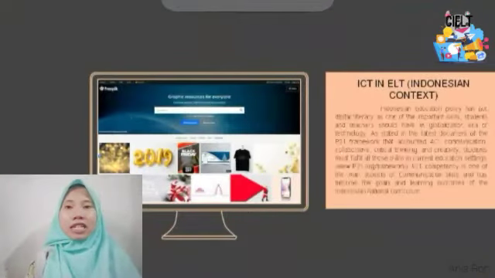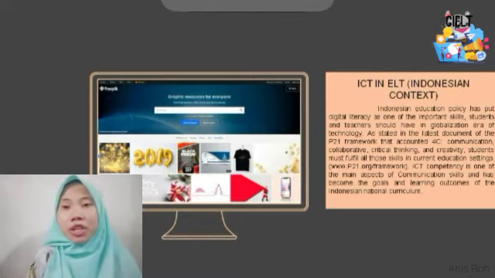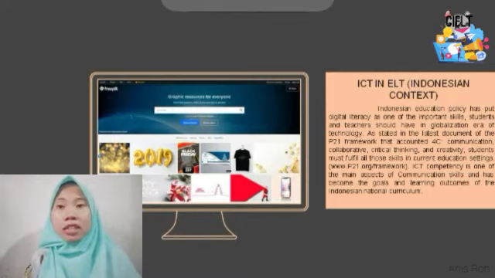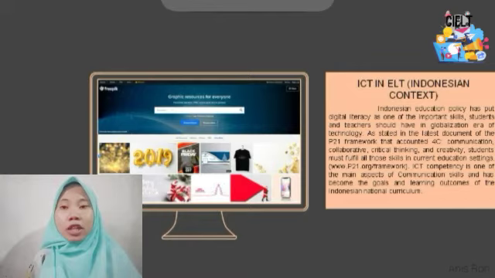Okay, number 1 is ICT in ELT in the Indonesian context. Indonesian education policy has put digital literacy as one of the important skills students and teachers should have in the globalization era of technology. As stated in the last document of the P21 project, communication, collaboration, critical thinking, and creativity are the skills students must fulfill in the current education setting.